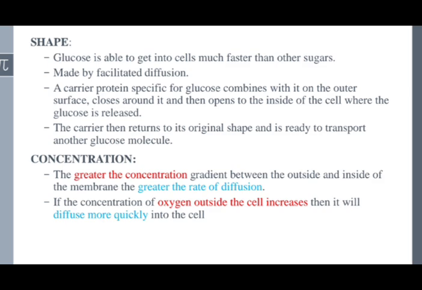Concentration: the greater the concentration gradient between the outside and inside of the cell, the greater the rate of diffusion. So, when concentration is higher, diffusion is higher. If the concentration of oxygen outside the cell increases, then it will diffuse more quickly into the cell. When the concentration of oxygen outside the cell increases, you get more diffusion.